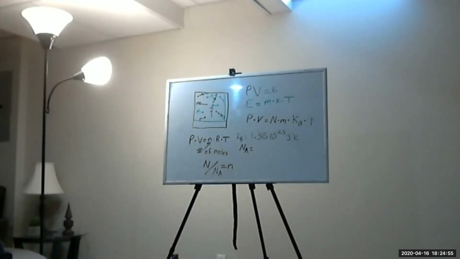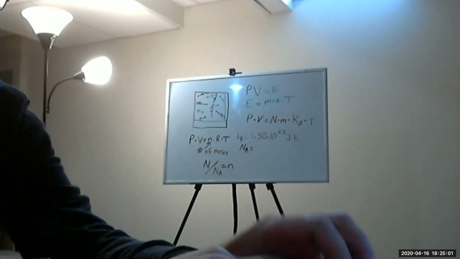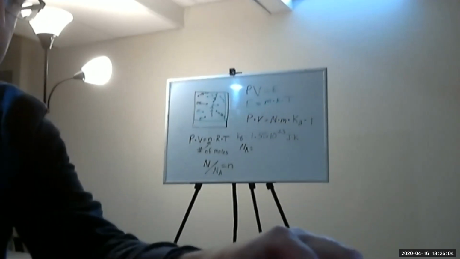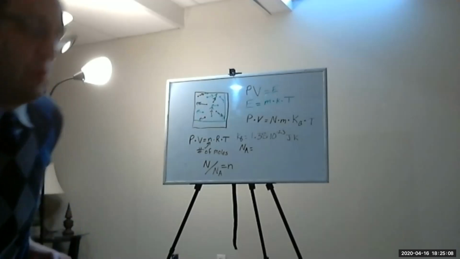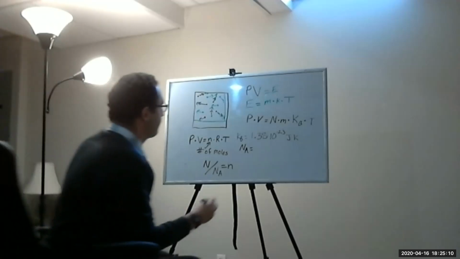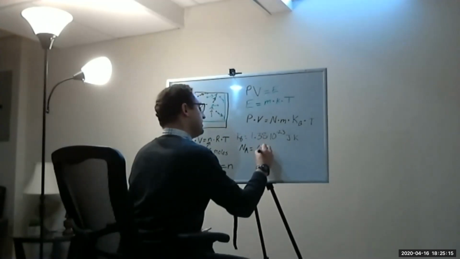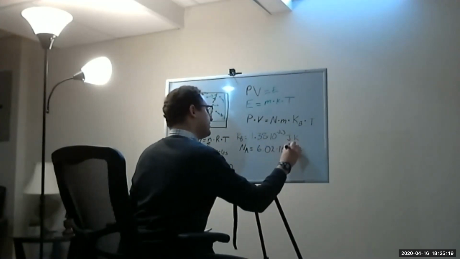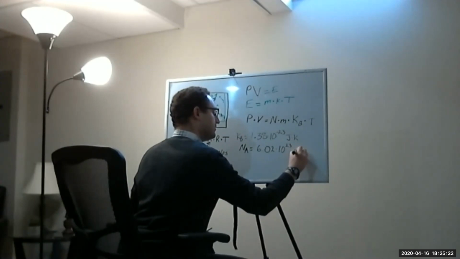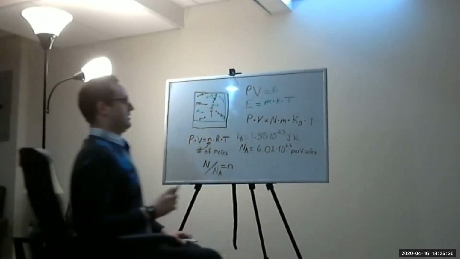Avogadro's number is, I always forget. 6.02 times 10 to the 23rd particles.